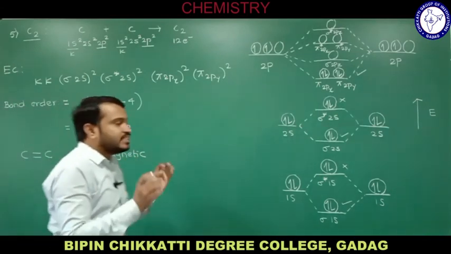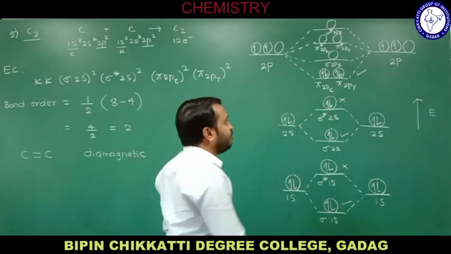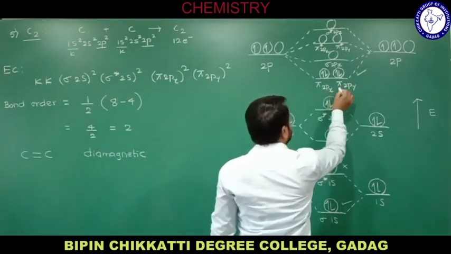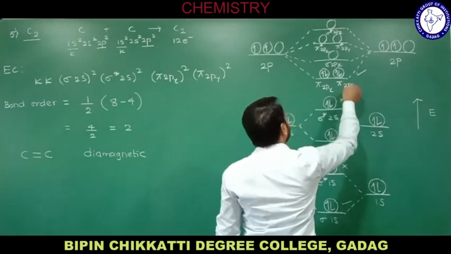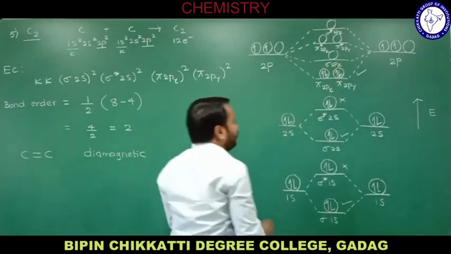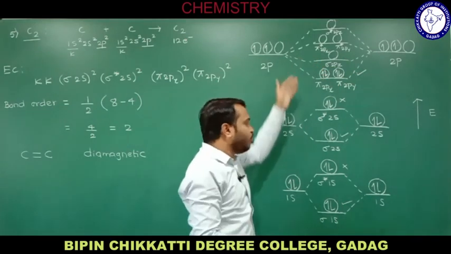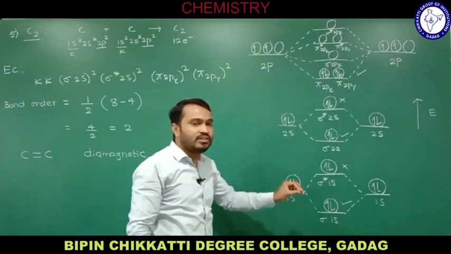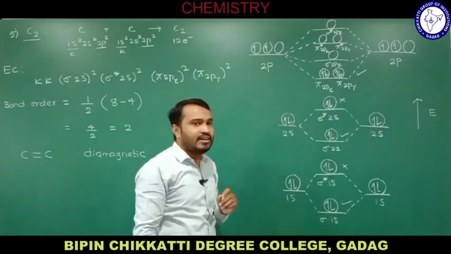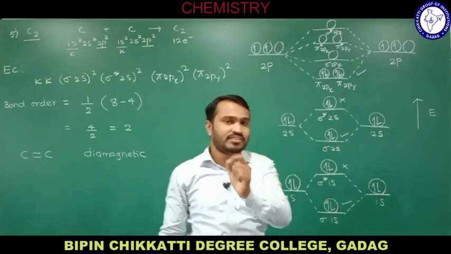But remember, since carbon is a lighter element, you need to write pi 2px, pi 2py first, and later sigma 2pz. If it is oxygen, I would have reversed this. That is the only change you need to consider, and electron distribution takes place according to the standard rule. That is the MOT of the C2 molecule.